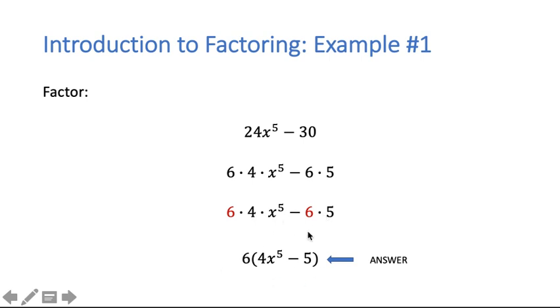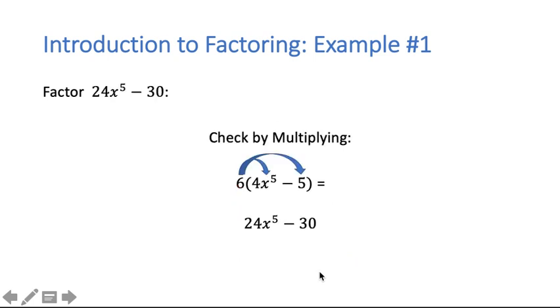So this is the answer. This is that expression completely factored. You know you're correct if you check it by multiplying. So remember we were supposed to factor 24x to the 5th minus 30. If I use the distributive property and distribute that 6, I get back to where I started. I know I'm right.